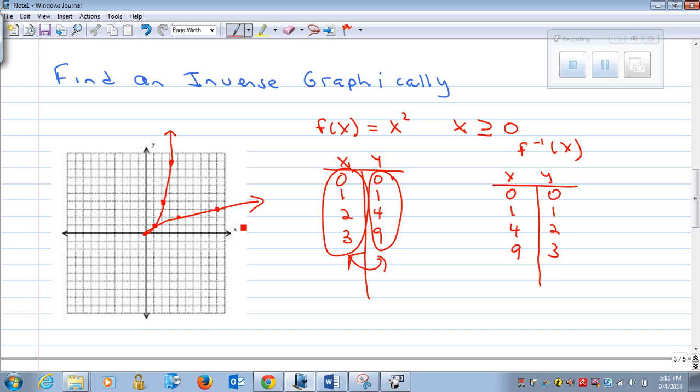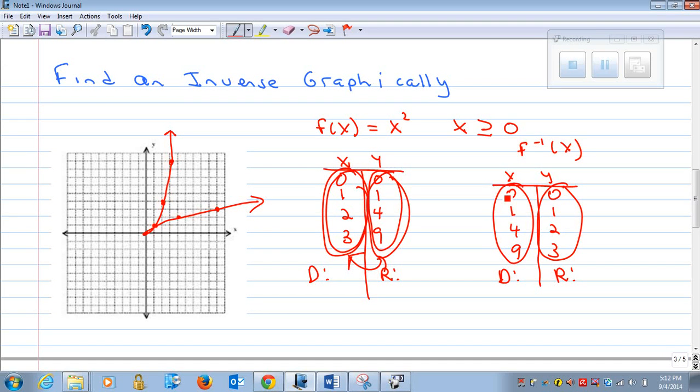They are inverses of each other because they would be reflected over the y equals x line. Everything switches. This would be the domain of this graph, and this would be the range of this graph. And this is the domain, and this is the range, but notice how they've switched. So the domain of this is now the range of your inverse. And the range of your original is now the domain of your inverse. So the domain and range switch out.